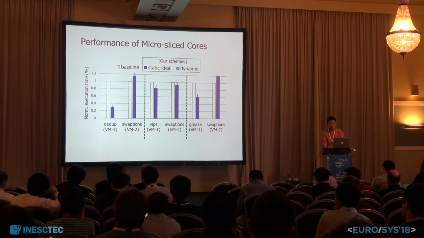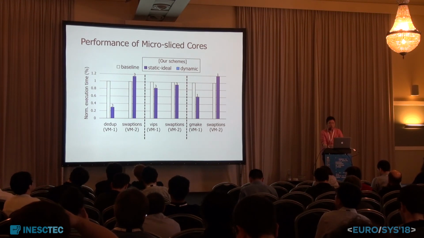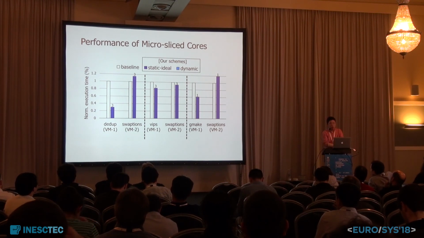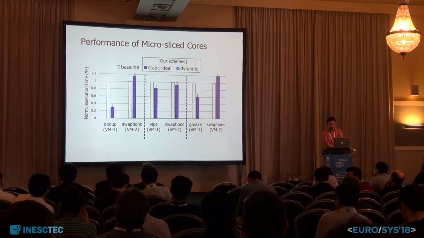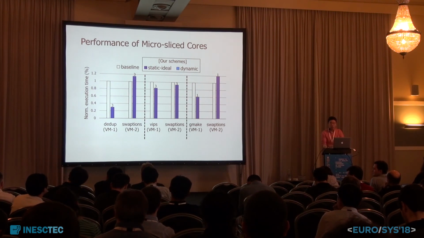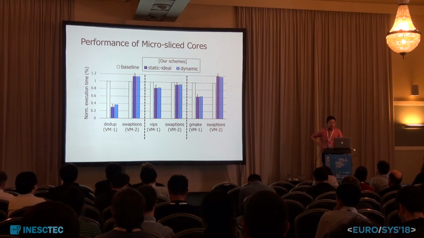Here, our co-runner is swaptions, which is a benchmark in PARSEC. We picked the static ideal configuration from experimental results by setting the number of micro-sliced cores manually. The number above the bar indicates the number of micro-sliced cores used in the static ideal configuration. Our static scheme shows improved performance compared to the baseline. In addition to that, our dynamic scheme shows comparable performance in general compared to the static one. It slightly increased the execution time compared to the static one, but it is not significant at all.